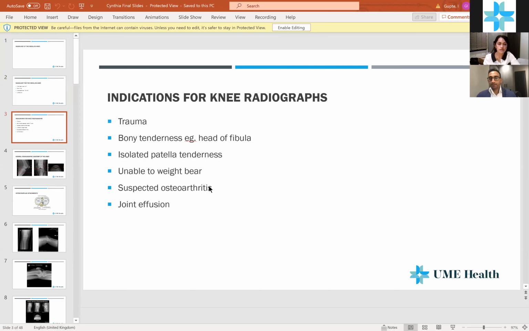These are commonly done in the context of either trauma or the outpatient clinic. In the case of trauma, to rule out a fracture, or if your patient has focal bony tenderness, if they're not able to weight bear, or if they have a new swelling or new joint effusion. And in the outpatient setting, if you suspect arthropathy, be it degenerative or inflammatory, to assess for fracture healing, and also if they have had surgery, to look at prostheses and complications of prostheses.